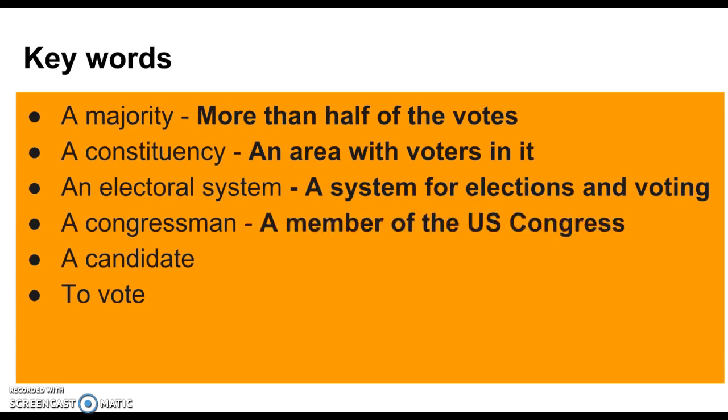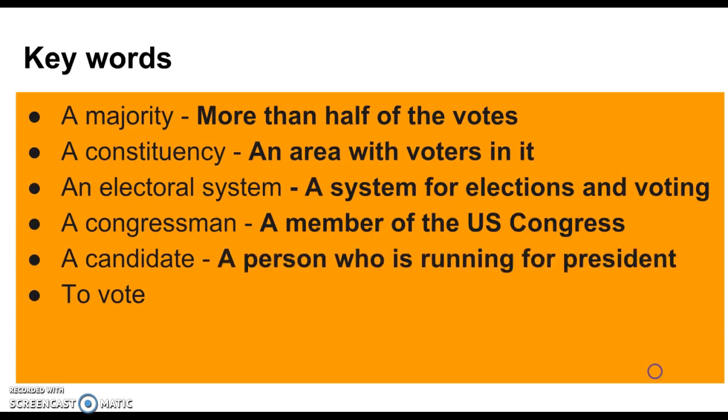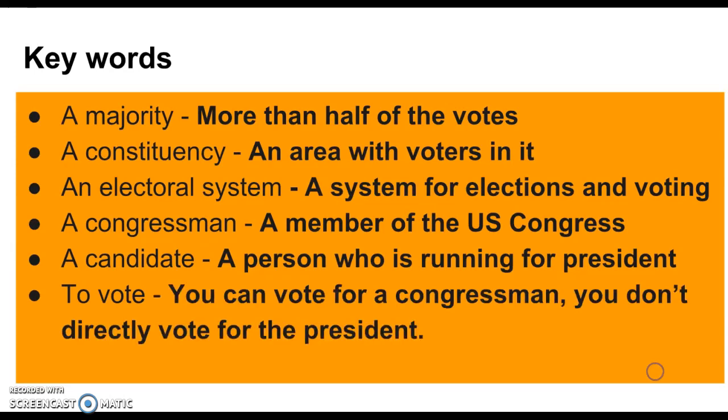A congressman is a member of the US Congress. A candidate is the person who runs for president. To vote, you can vote for a congressman. You don't vote directly for the president.